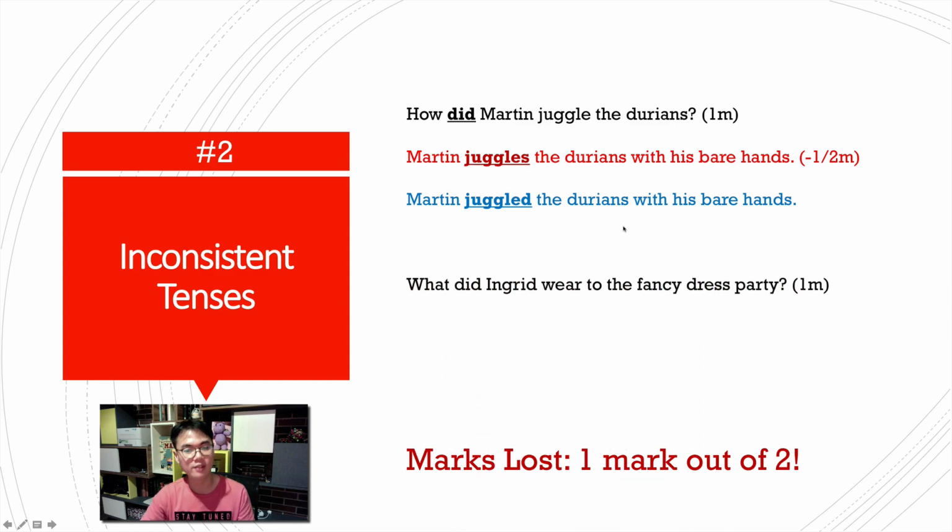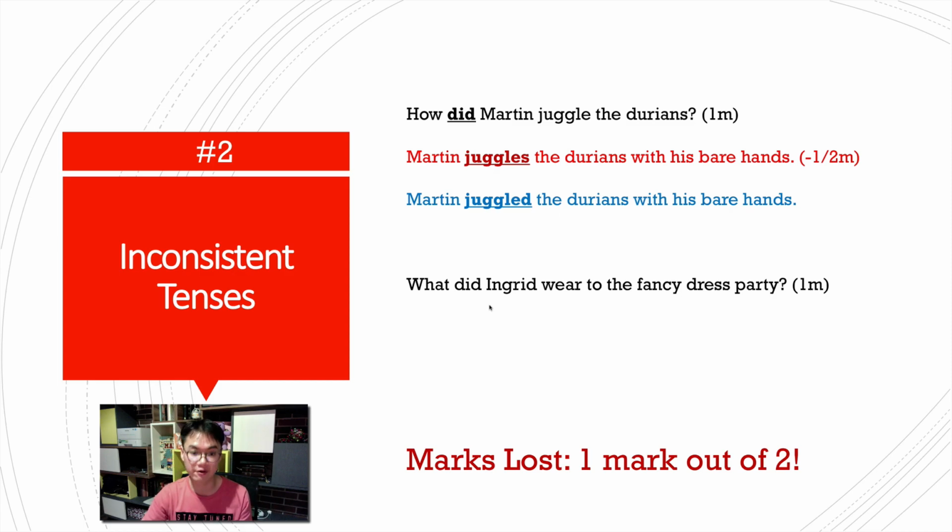Next question. What did Ingrid wear to the fancy dress party? I want you to think in terms of the theme of fruits again, right? We're talking about durians now. What did Ingrid wear to the fancy dress party? Can you now spot which verb is carrying the tense in this question? That's right, it's the verb did, right? Like the previous question, what did Ingrid wear? And this word did tells us that the question is in the past tense, which means that the answer by right should also be in the past tense.